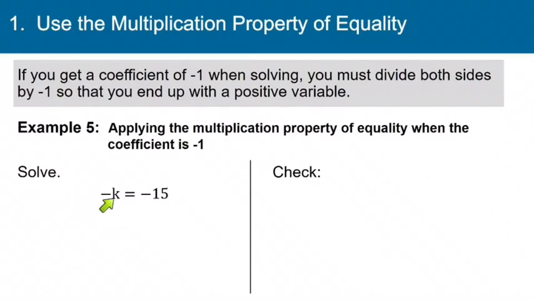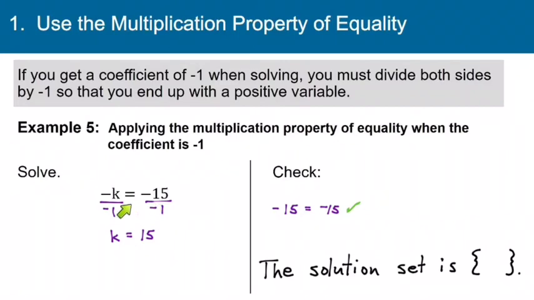So here we have an equation that says negative k equals negative 15. Treat that negative as a coefficient of negative 1, and let's divide both sides by negative 1. So here, negative 1k divided by negative 1 is going to make positive k, and on the right side, negative 15 divided by negative 1 is positive 15. Okay, let's check. Negative k would be negative 15, and that's supposed to equal negative 15. Of course, that's true, and we have verified that the correct solution is 15. So we can state that the solution to this original equation is positive 15.